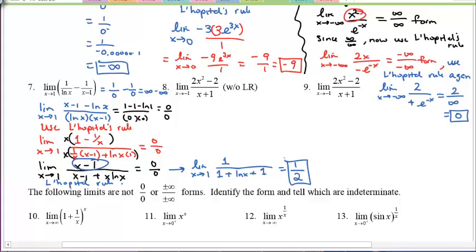So notice in the last two examples, sometimes you have to use L'Hopital's rule not once, but twice, or maybe even 3 times. I believe on the AP exam, I've never seen it done more than 3 times.